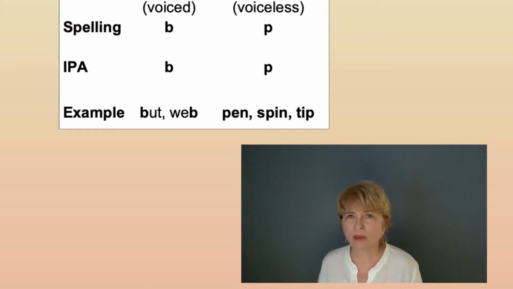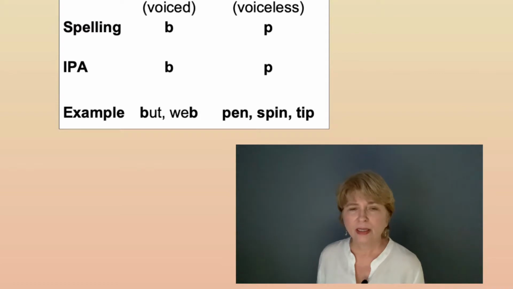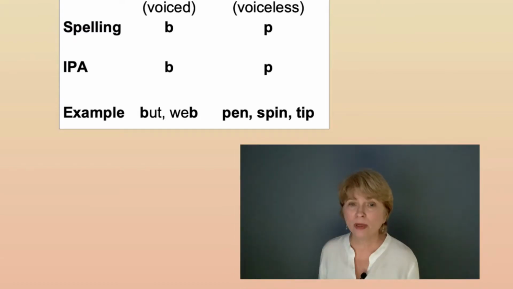Now practice with me. B, B, but, web, web. I've tried to come up with some examples of the consonants in all the positions, beginning, middle, and end. Let's try the P. P, P, pin, pin, spin, spin, tip, tip. Both web and tip end with something called a stop.